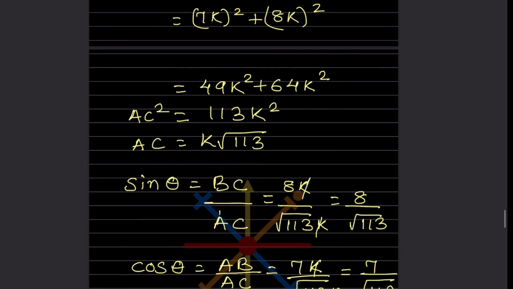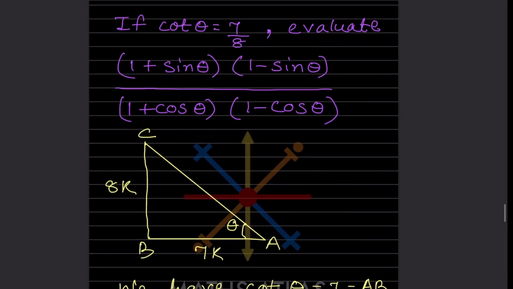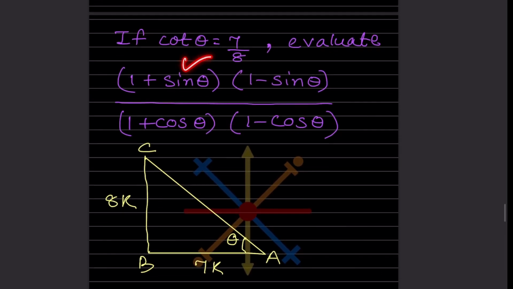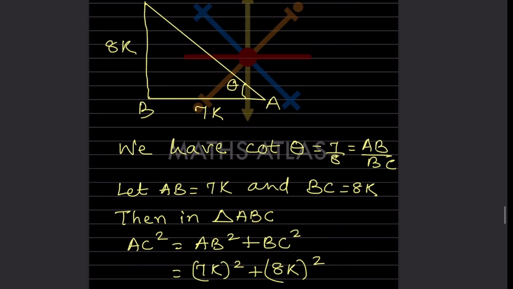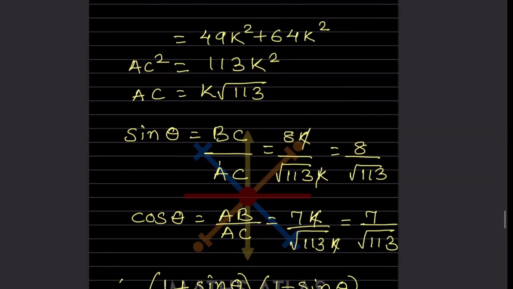Why are we looking for this sine theta and cos theta? Because you can see here, these are sine theta and cos theta. Later on we have to put the values in it. Evaluate means we have to find the value of this one. So now let us look for the cos theta.